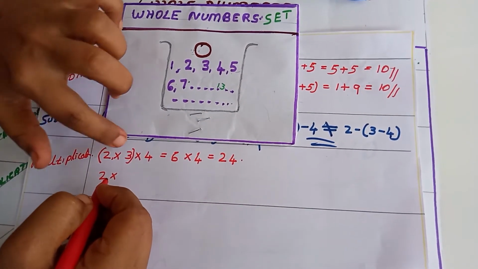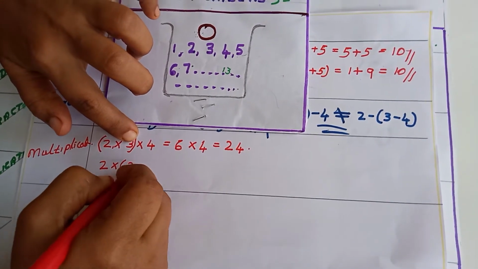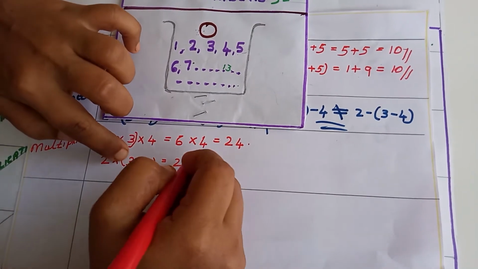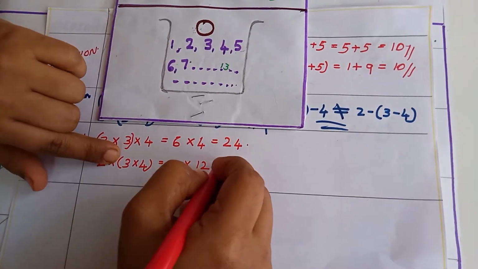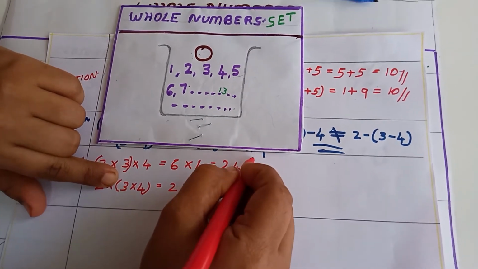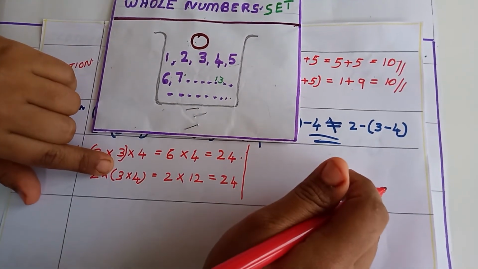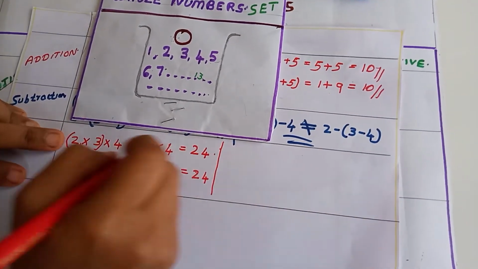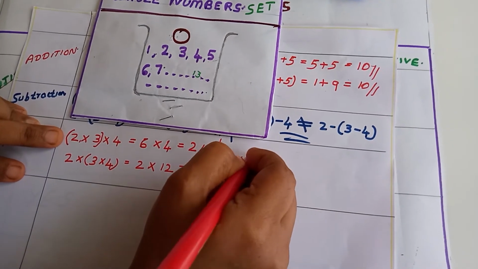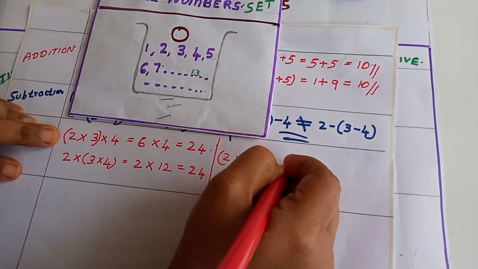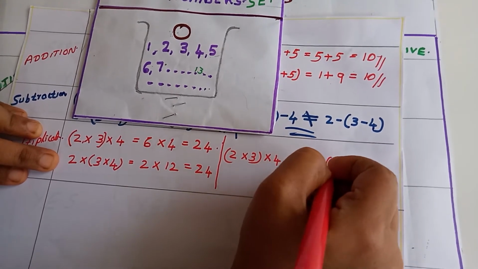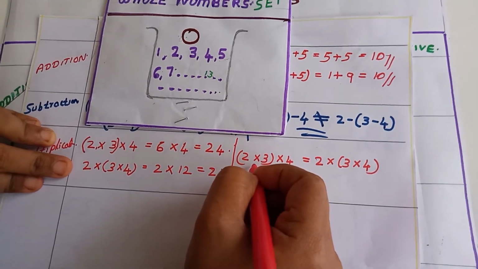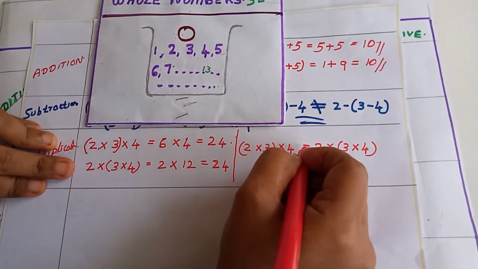Just take the bracket the other way. 2 into, first I am doing the calculation, 3 into 4. Okay, for that, 2 into 12. Again we will be getting the answer 24. If you want, you can do more examples. Anyway, whatever you do, now I can conclude that (2 into 3) into 4 equals 2 into (3 into 4). We are just changing the arrangement of the brackets. Okay, these two are equal.